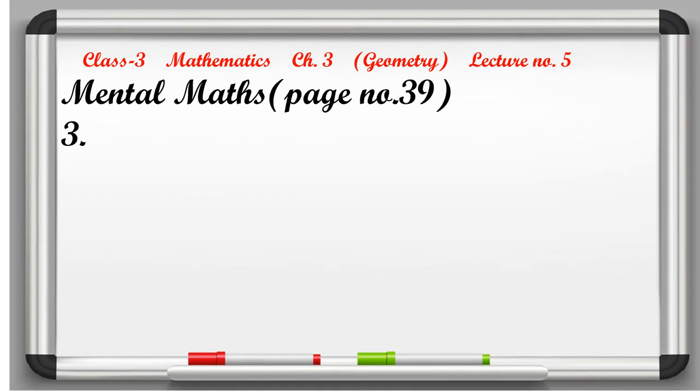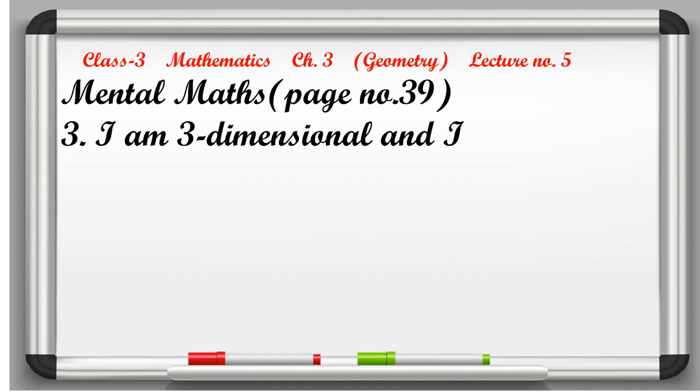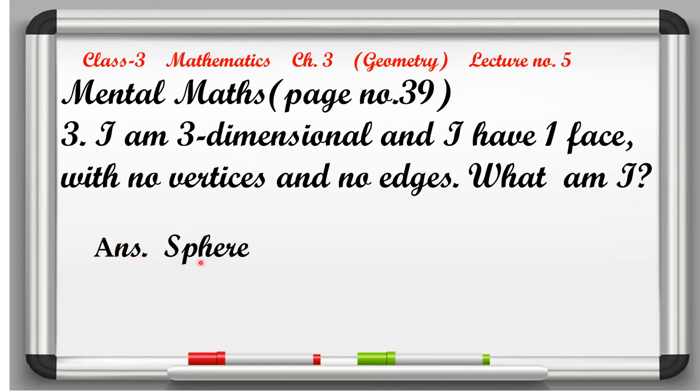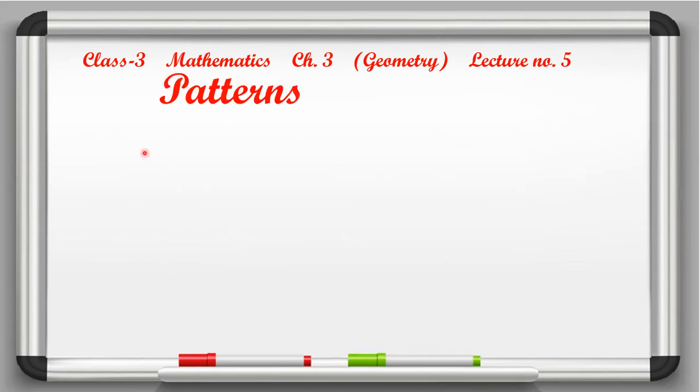Now question number 3. I am 3-dimensional and I have one face with no vertices and no edges. What am I? So here beta it is given that we have to write the 3-dimensional shape that has only one face and no vertex, no edge. So which is that shape? That is sphere. Okay, so here we will write S-P-H-E-R-E, sphere. Understood? Now the next one is patterns, which is given on page number 39.